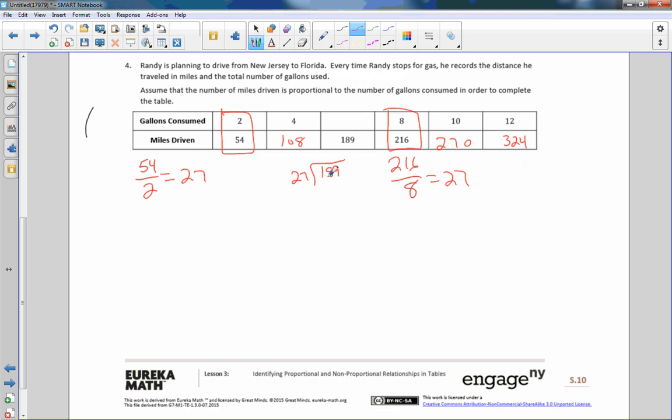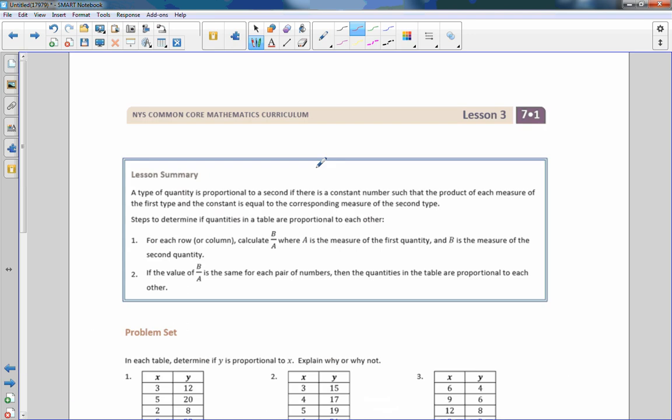So 27 goes into 189. 7 times 7 is 49, 7, 14, and 4 is 18. Yes, 7 times. So there we go. 7 gallons, 189 miles driven, and then 12 gallons, we can go 324 miles. Okay, that is the end of lesson 3. Go do your problem set.